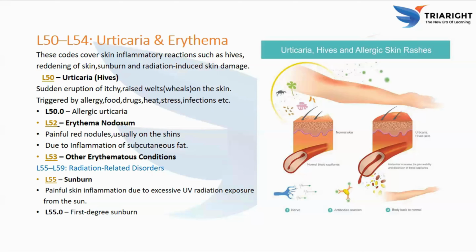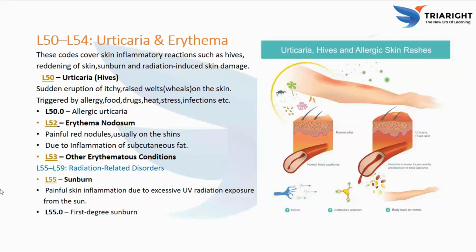Next code is L52, which is erythema nodosum. So what is erythema nodosum? It is a presence of painful red nodules, usually on the shins, that is the lower legs. This is caused by the inflammation of subcutaneous fat tissue. This can be linked with infections, for example streptococcus throat, inflammatory diseases, pregnancy, and medications. The clinical clue is painful lumps under the skin rather than a surface rash.